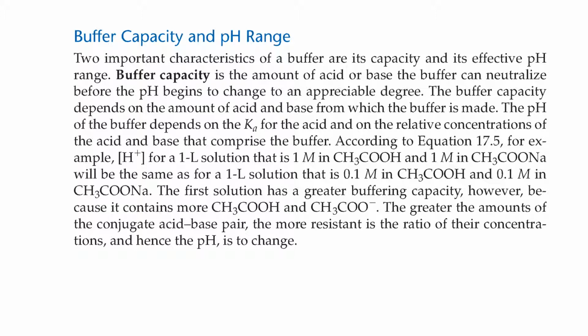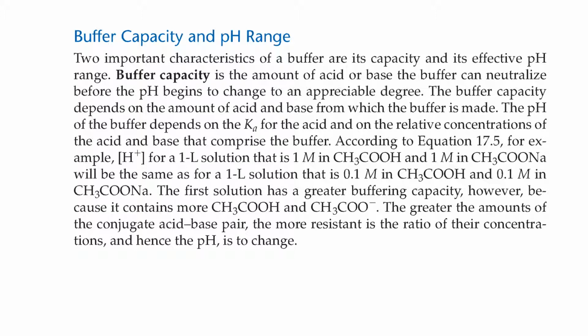Buffer capacity and pH range. Two important characteristics of a buffer are its capacity and the effective pH range. Buffer capacity is the amount of acid or base that the buffer can neutralize before the pH begins to change to an appreciable degree. The buffer capacity depends on the amount of acid and base from which the buffer is made. The pH of a buffer depends upon the Ka for the acid and the relative concentrations of the acid and base that comprise the buffer.